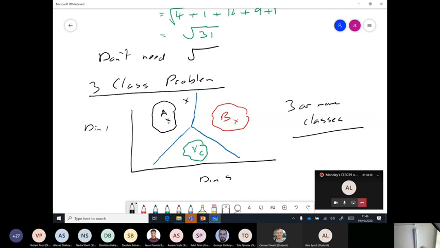You can see that if I'm using more than one reference pattern, we will get a piecewise linear surface along this area between A and C, B and C and A and B. So these are straight lines. They can be piecewise linear with multi-reference patterns, and the decision surfaces can become quite complicated.